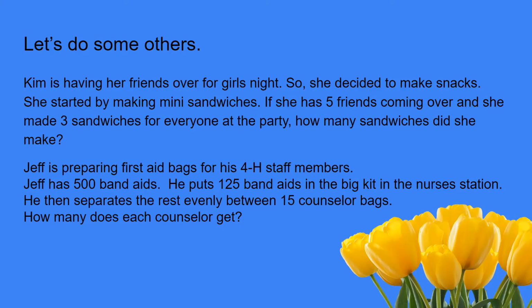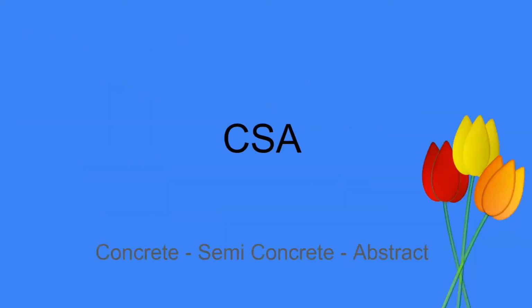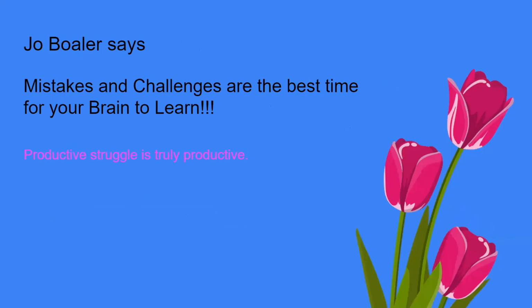So we're doing Band-Aids. One of the things that you get when you're a counselor is you get a little bitty bag. It's got all your stuff in it that you need, Band-Aids, creams, those kinds of things, in case kids come to you. And so I use Band-Aids. Something they know and something they realize. Again, we've talked about the CSA model. One of the things that Joe Boaler says is mistakes and challenges are the best time for your brain to learn. Again, productive struggle, right?